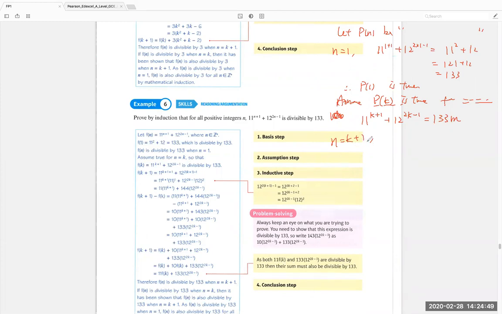When n equals k plus 1, that's 11 to the power k plus 2 plus 12 to the power 2k plus 1. Can you see why? I can see why. And then the next step is to think of a method to substitute this one inside here.